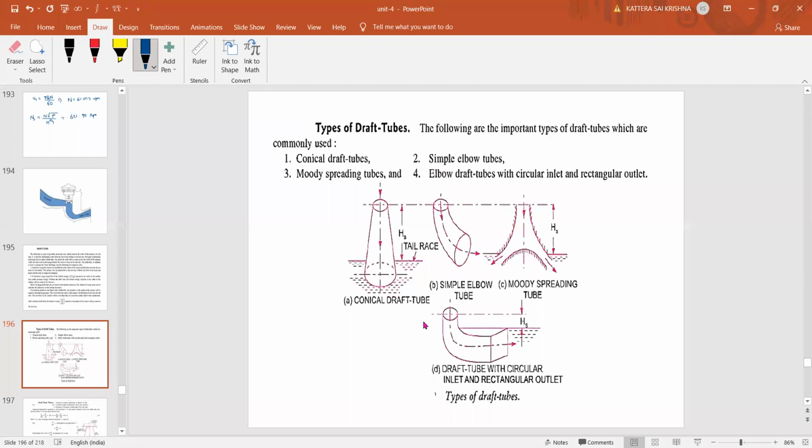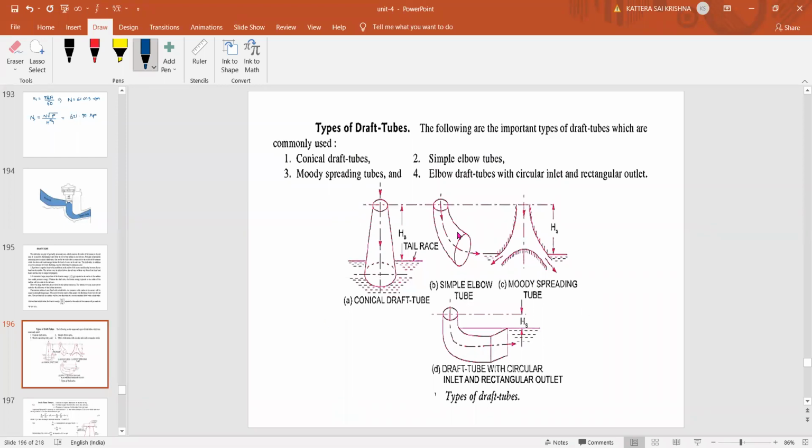Suppose in exams they may ask a theory question for 5 marks. Suppose if you give A and B, they may ask. Mostly they won't ask because many problems are available in this unit. Because many types of turbines are also available here, so definitely they'll ask on the turbines only. But in case someone gives you a question on this draft tube, you should be ready to write something. So that's why I'm showing these also. Okay, so these are the types of the draft tubes.